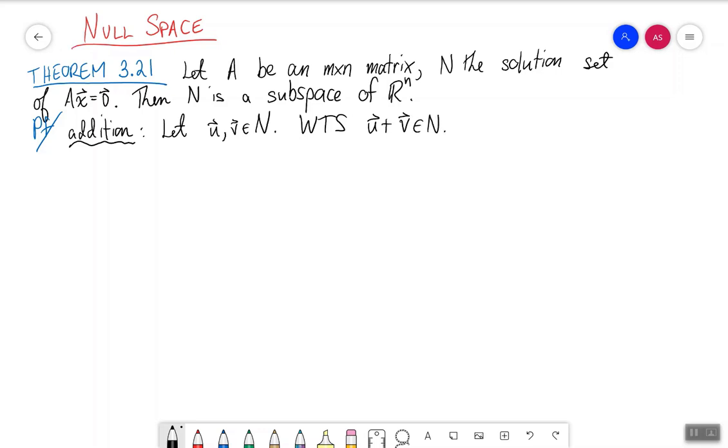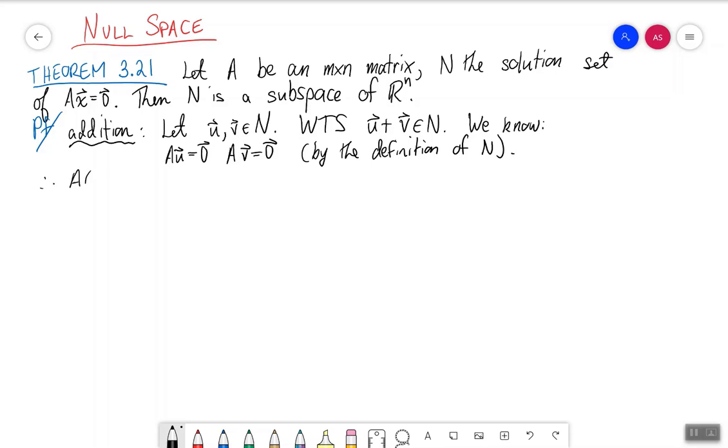Well, what do we already know? We know that A times u is equal to 0 because u is in the solution set N of the system Ax equals 0, and the same is true for v. A times v is equal to 0. And like I just said, this is by the definition of N.